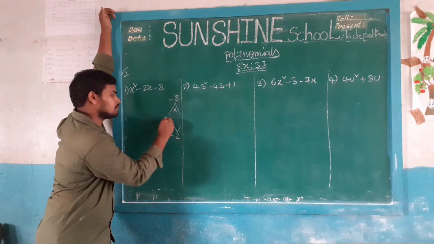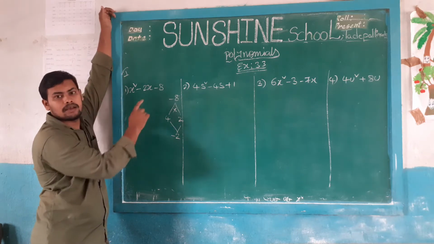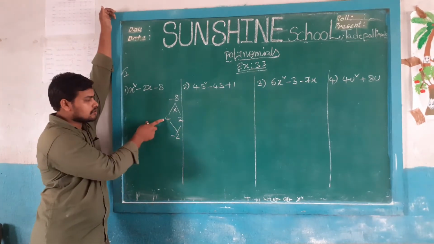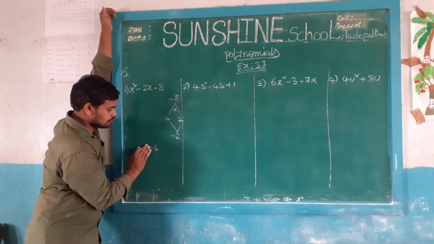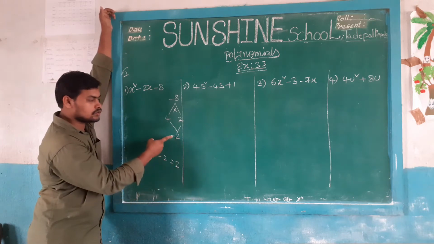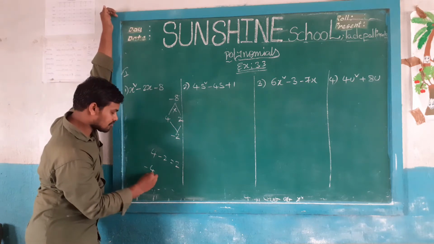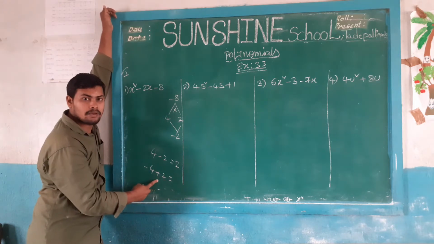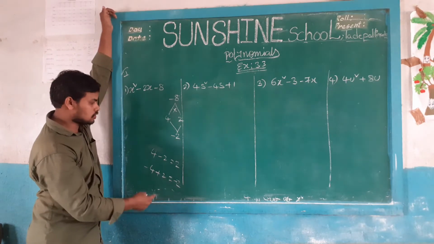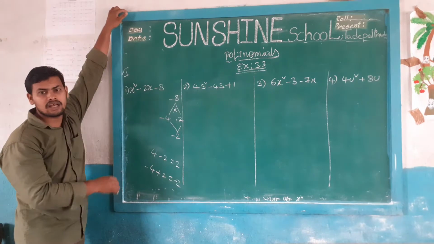4 twos are 8, 4 into 2 is 8. But there is a minus sign with 8, so we have to put a minus sign on one of these two numbers. So minus 4 plus 2. 4 minus 2 is 2. What is the larger number of these two terms? 4, and 4 has the minus sign. So minus 4 plus 2. These are the real numbers.